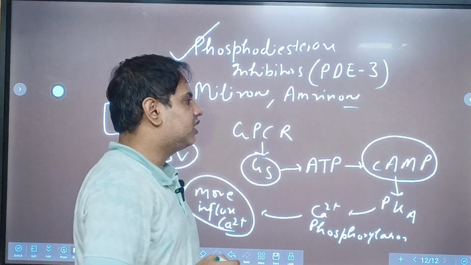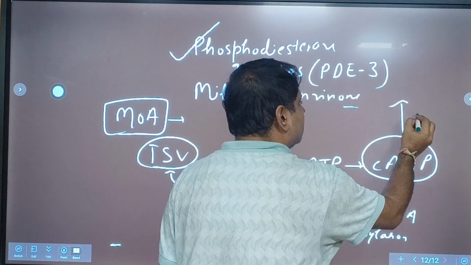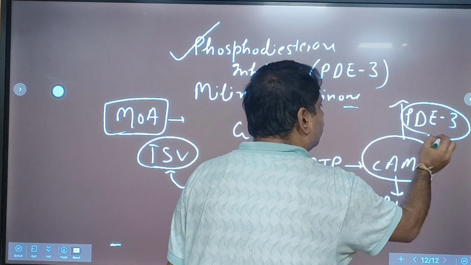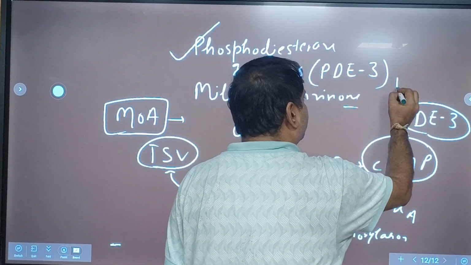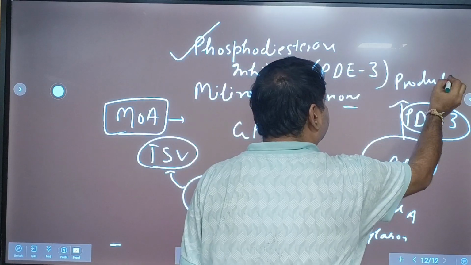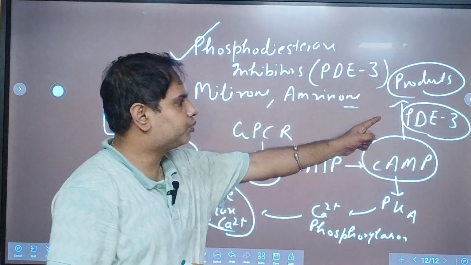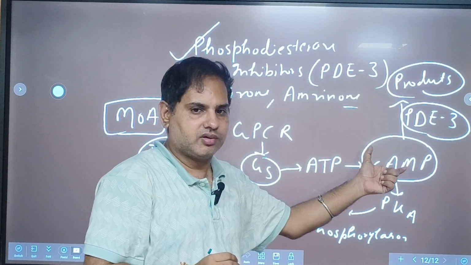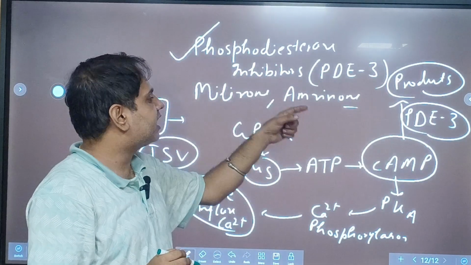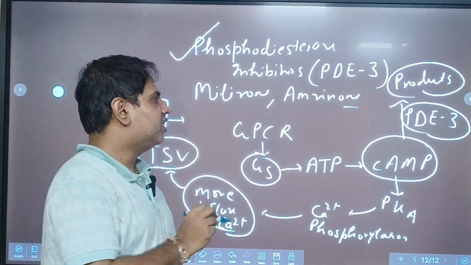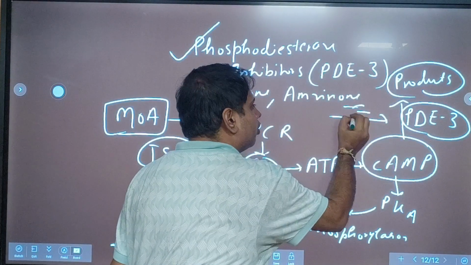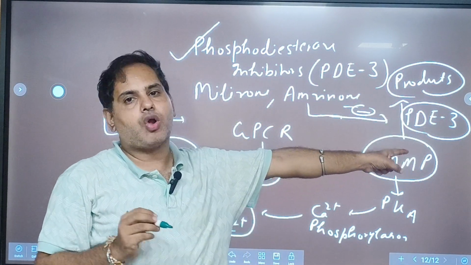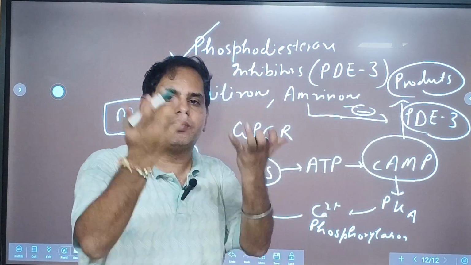The enzyme name is phosphodiesterase. Phosphodiesterase 3 is doing the breakdown of cAMP and products will be formed. So how are these drugs increasing the force of contraction of the ventricle? These drugs, amrinone and milrinone, are blocking this enzyme, phosphodiesterase. By blocking the phosphodiesterase, cAMP level will increase.